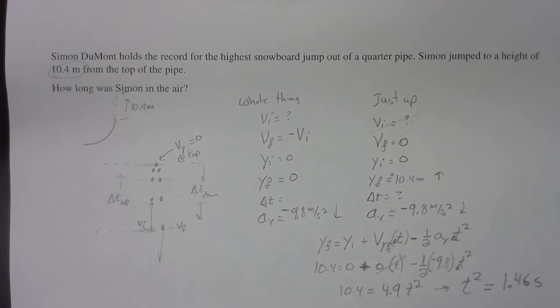That's how much time it took him to get to the top only. So in air, 2 times that delta time up. So that is 2 times 1.46, and using the whole number, times 2, we get 2.91 seconds in the air. So that's how you find hang time if you know the height that something's jumped or gone upwards. Good luck.